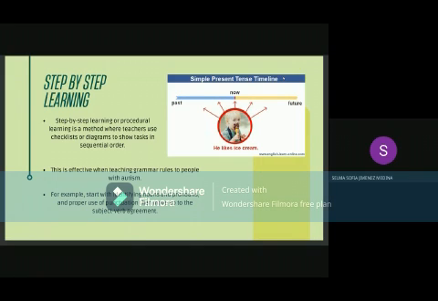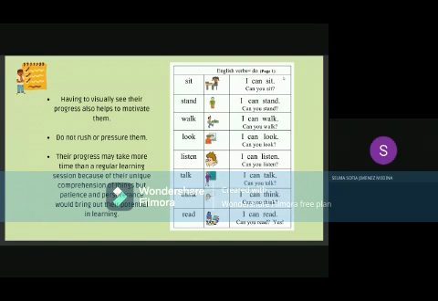Fifth, step-by-step learning. Step-by-step learning or procedural learning is a method where teachers use checklists or diagrams to show tasks in a sequential order. Our conclusions are that visually seeing their progress also helps to motivate them. Do not rush or pressure them, and their progress may take more time than a regular learning session because of their unique comprehension of things, but passion and perseverance will bring out their potential in learning.